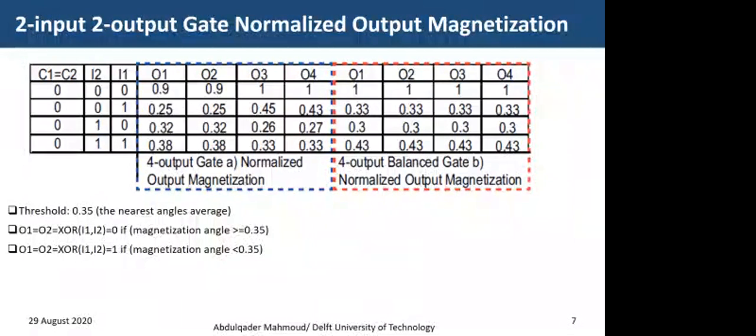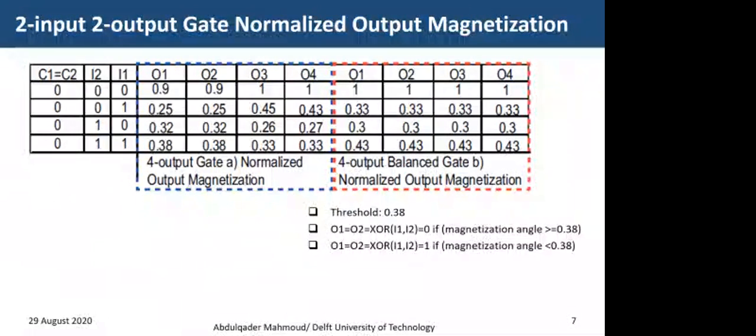The same holds true for the balanced gate. However, as you can notice, O3 and O4 have an unbalanced distribution of the outputs, so we cannot construct XOR and XNOR. However, in the balanced one, we can construct in O1, O2, O3, and O4 the XOR gates based on a new threshold, which is 0.38, the average between 0.43 and 0.33.